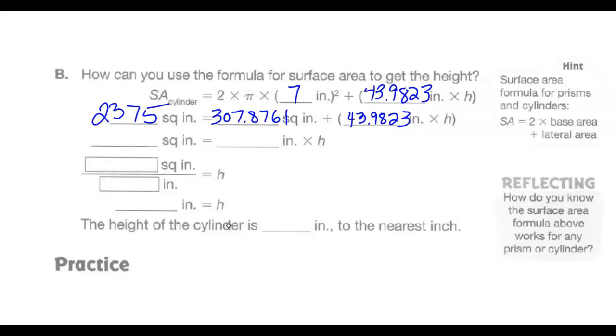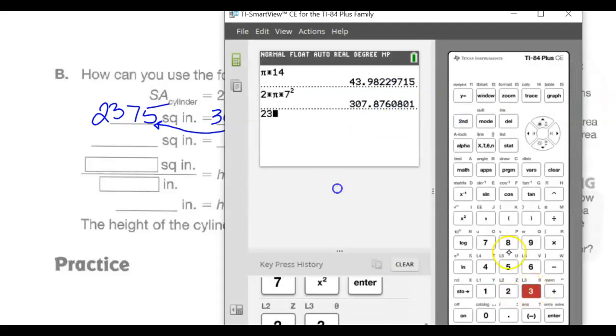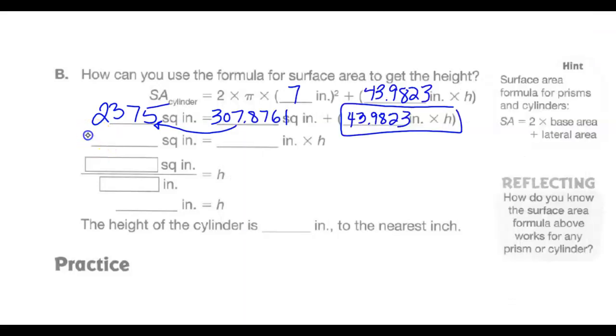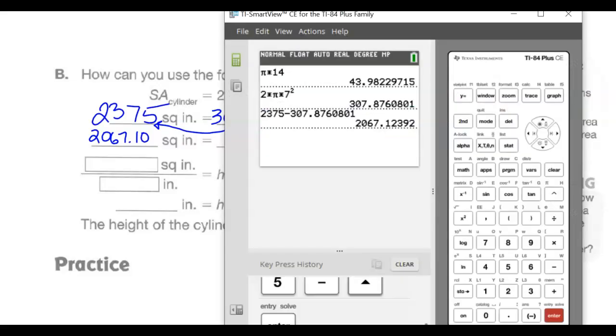That's when it's important. So now we have to try to get this term by itself. So we want to subtract that from the left. So 2,375, subtract the two circles is 2,067.1239.